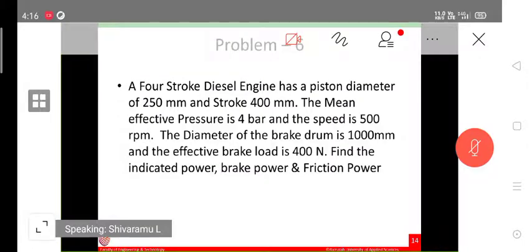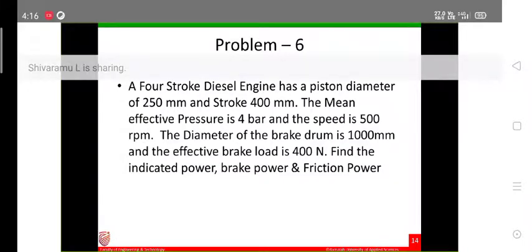400 mm. Here they have mentioned a 4-stroke diesel engine. So clearly they have mentioned it's a 4-stroke diesel engine. Whenever you are calculating IP, please make sure that if it is a 4-stroke, N should be N by 2. The diameter of 250 mm is given, and the stroke is 400 mm.